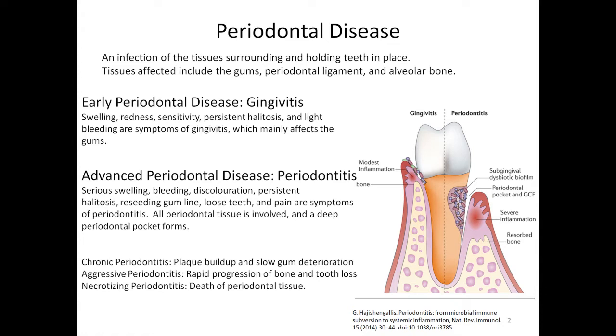The early stages of periodontal disease, called gingivitis, are characterized by swelling, redness, and light bleeding. As the disease progresses towards more advanced forms, called periodontitis, the gum line starts to recede, even causing bone deterioration in aggressive periodontitis and tissue death in necrotizing periodontitis.